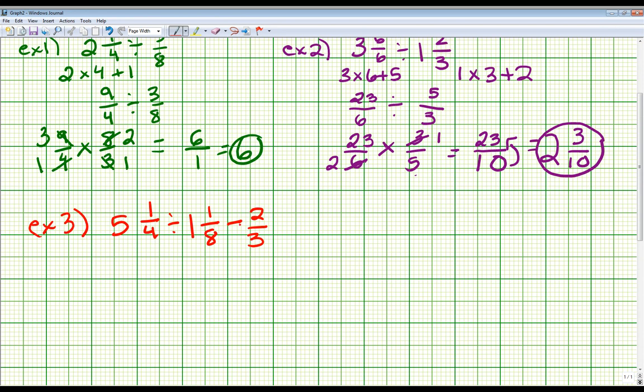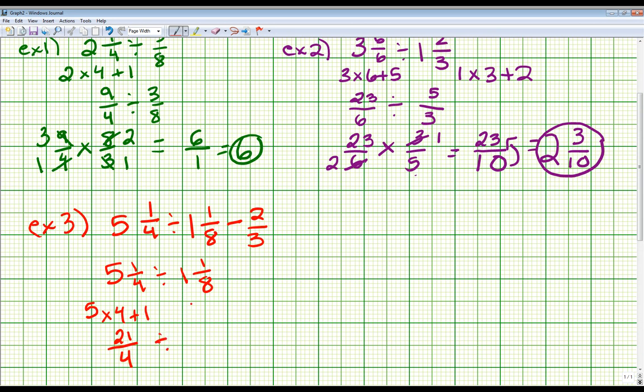Now when we evaluate this expression, we have to decide whether we're going to divide first or subtract first. In PEMDAS, the division has to happen before subtraction. So we're going to pretend this minus 2/3 is not there at this point, and we're going to focus on this first part of this expression. So we're going to look at 5 and 1/4 divided by 1 and 1/8 and start there. So now this is just like example 1 and 2, where we're going to change our mixed number into an improper fraction. So whole number times denominator, add numerator. 5 times 4 is 20. Adding the 1 is 21. So this becomes 21 over 4.